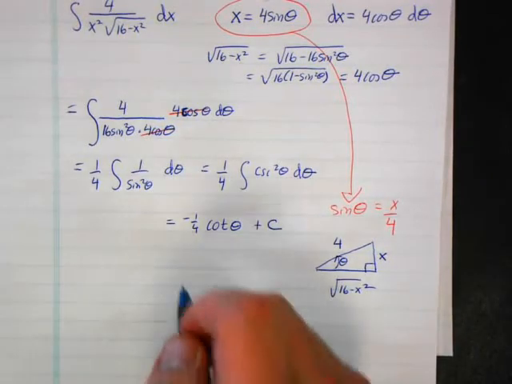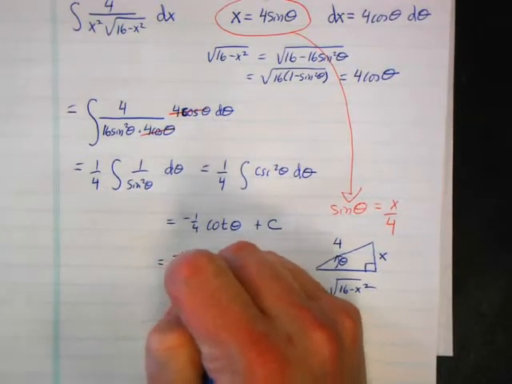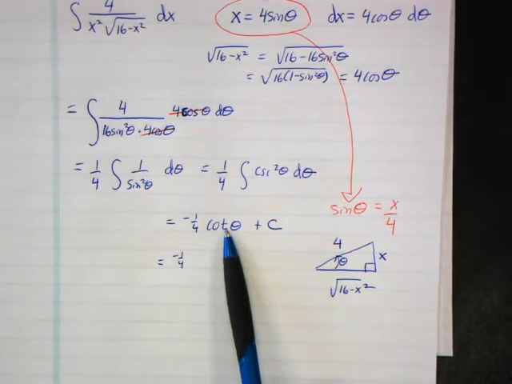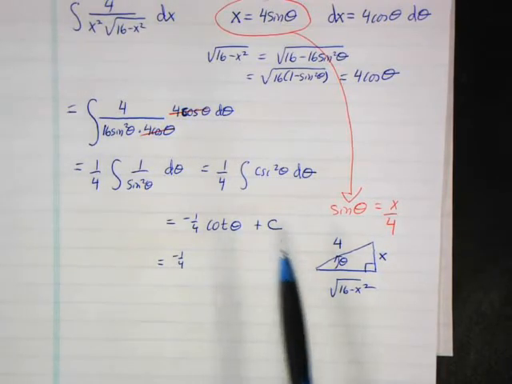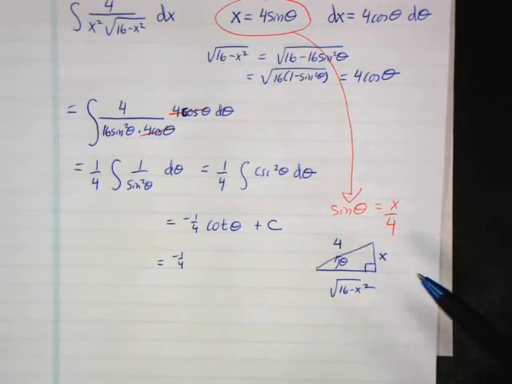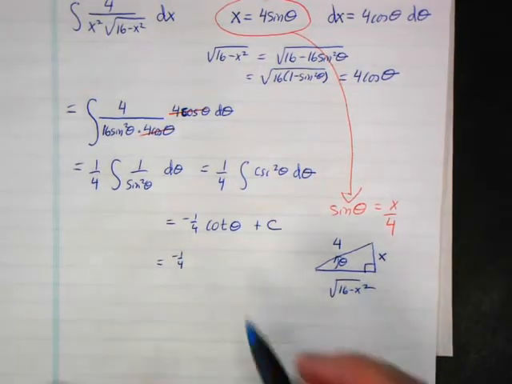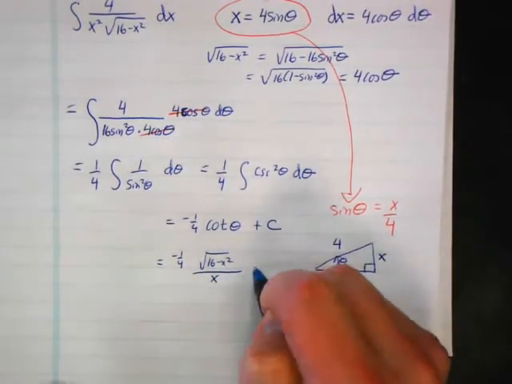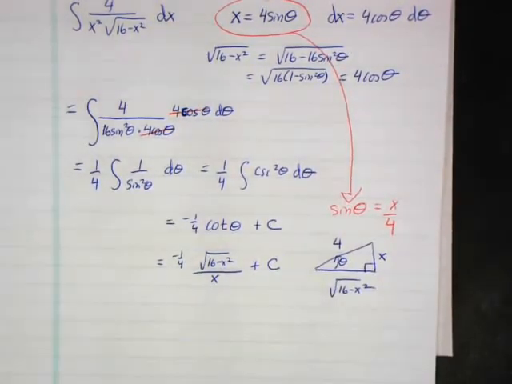Final answer, therefore, is negative 1/4. How do I find cotangent? Adjacent over opposite. So the answer is square root of 16 minus x squared all over x plus c. Questions on that one?